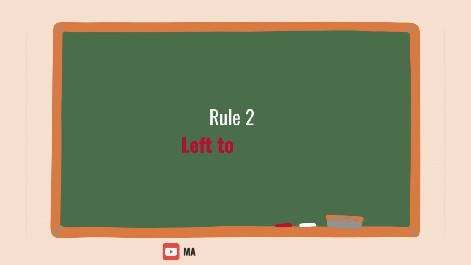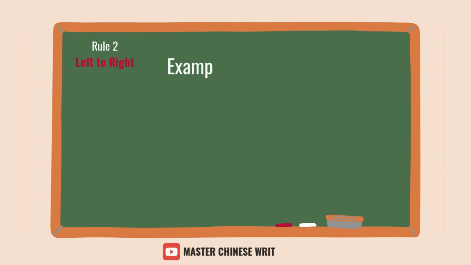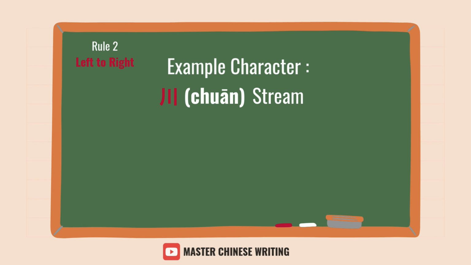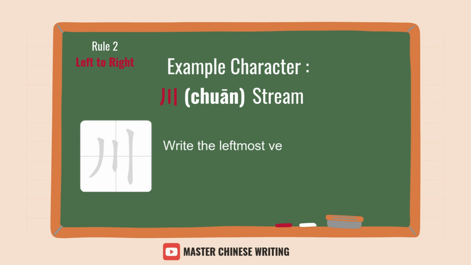Rule 2, left to right. Example, character 川, stream. Write the leftmost vertical first, then the middle, and finally the rightmost.